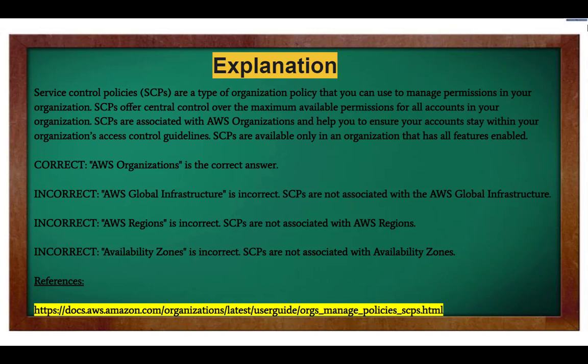Correct. AWS Organizations is the correct answer. Incorrect. AWS global infrastructure is incorrect. SCPs are not associated with the AWS global infrastructure. Incorrect. AWS regions is incorrect. SCPs are not associated with AWS regions. Incorrect. Availability zones is incorrect. SCPs are not associated with availability zones.